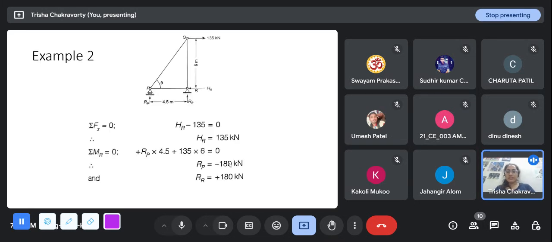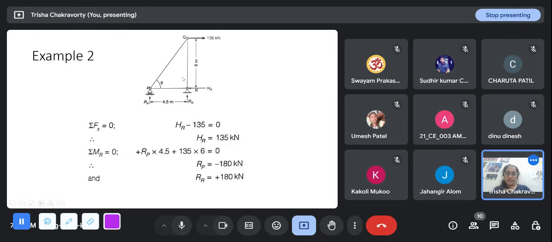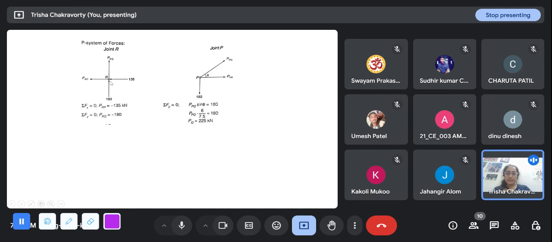So when we are solving the truss, we have to solve the entire truss. Let's say we are going by joint R first. This is joint R. We have 180 in the upward direction and 135 in the left direction. PRQ and PRP, we have assumed both of them as tension, so away from the joint. We write down the two equations simply. Sigma Fx is 0, so from that we get PRP is minus 135, so it is under compressive force. And from sigma Fy equal to 0, we get PRQ equal to minus 180. So this is also a compressive force.